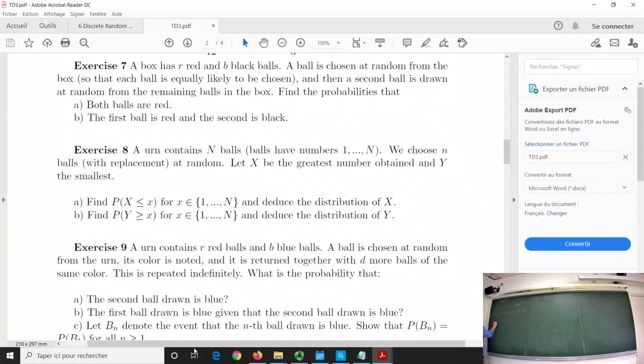So, with what I have defined, X is equal to the maximum of the xi, okay, and Y is equal to the minimum, okay?